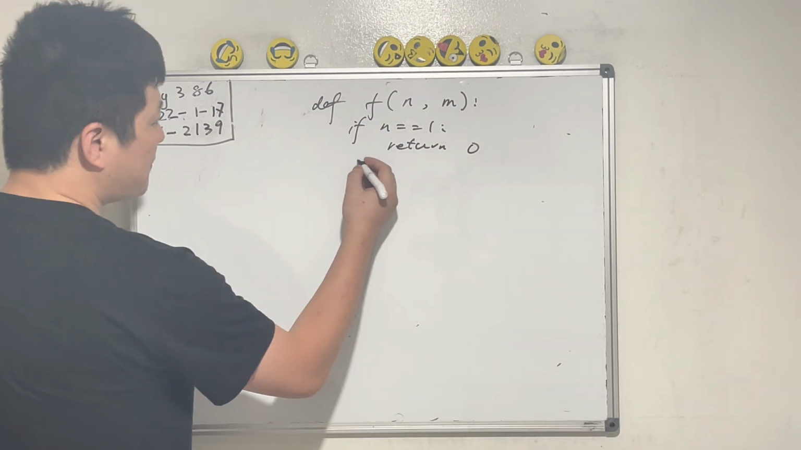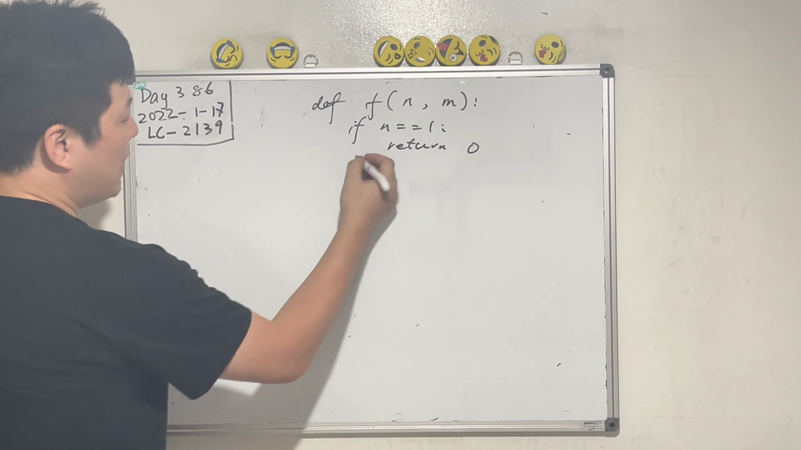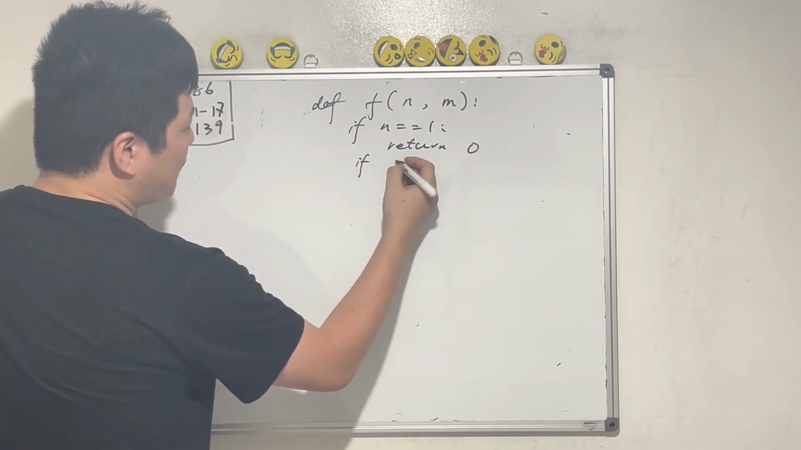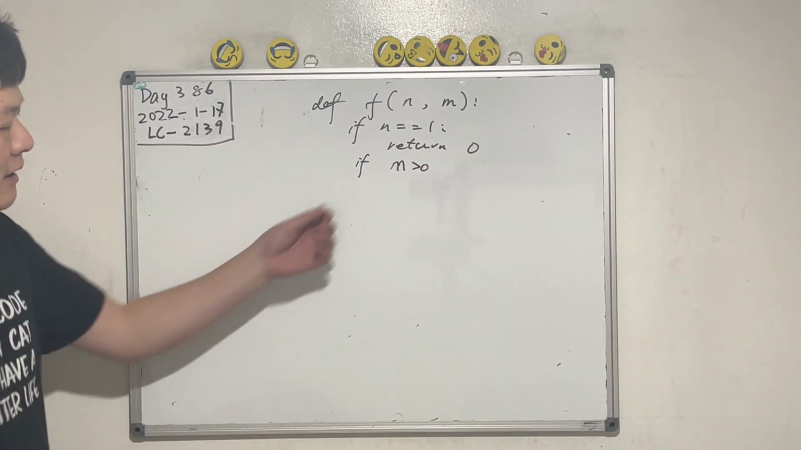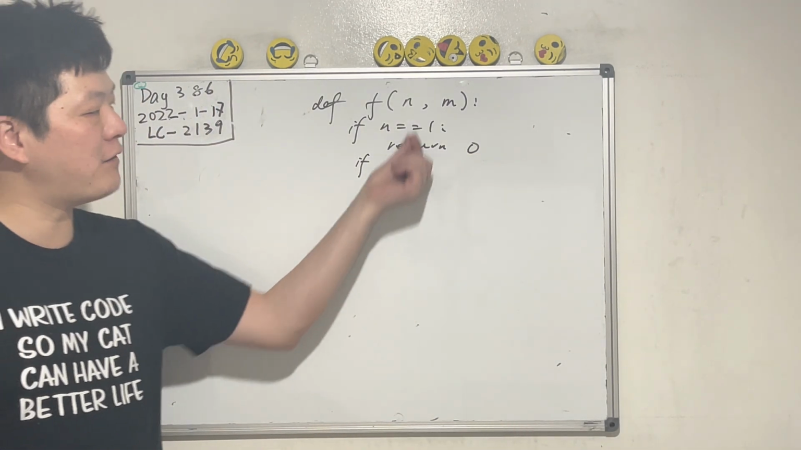Now look. Now what's next? Look, if m is bigger than 0, we have m.